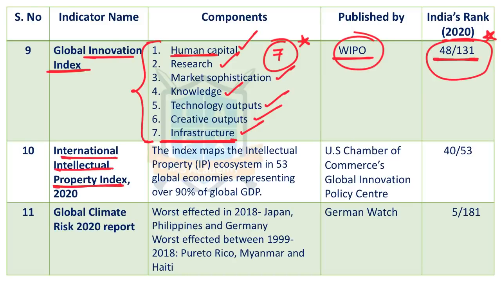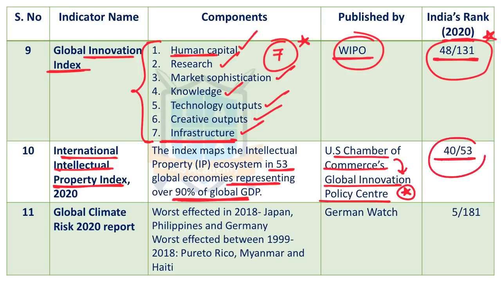Now, International Intellectual Property Index. This is given by US Chamber of Commerce Global Innovation Policy Center. US Chamber of Commerce is something like our FICCI. So it's a private organization which has this particular policy center which researches on various issues, and this has released this particular index in International Intellectual Property Index 2020. In this it maps 53 global economies representing 90% of global GDP. It maps various indices, and then recently we got 40th rank out of 53.